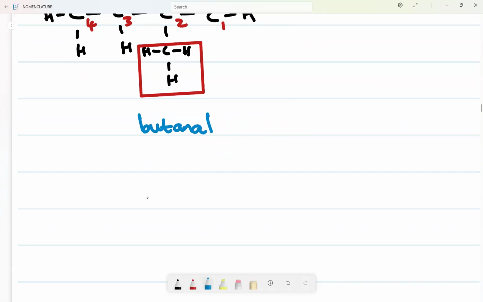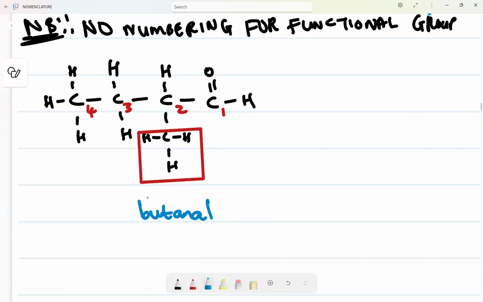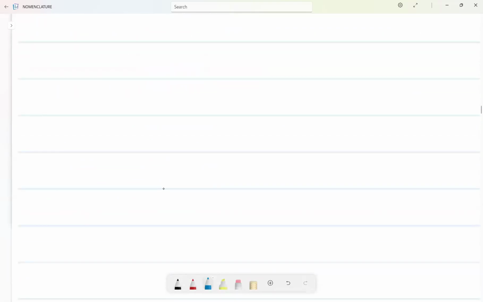Now we also have CH3, which is a methyl branch on carbon number 2. You'll just say 2-methyl, 2-methylbutanal. You are done. Okay, let's look at the other example, the last one maybe.